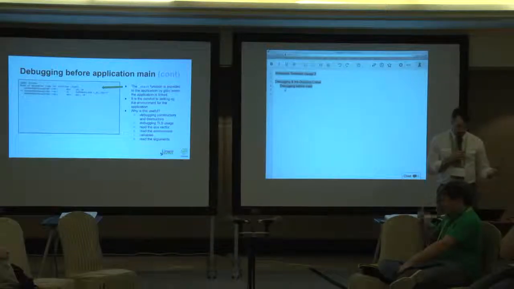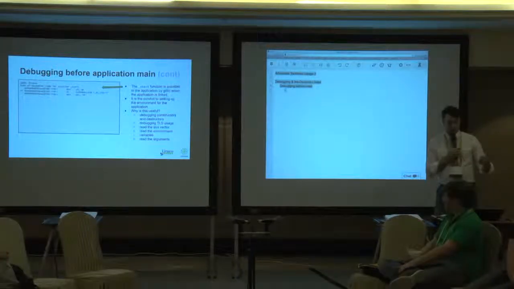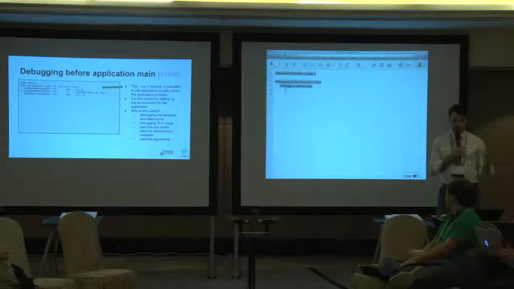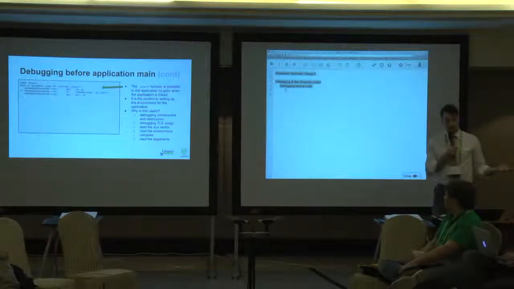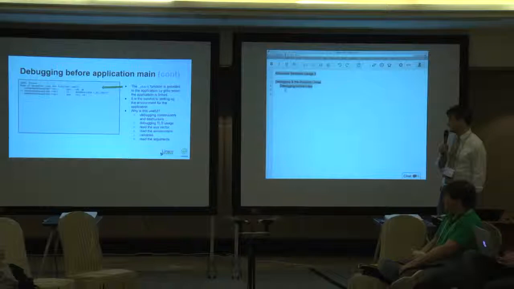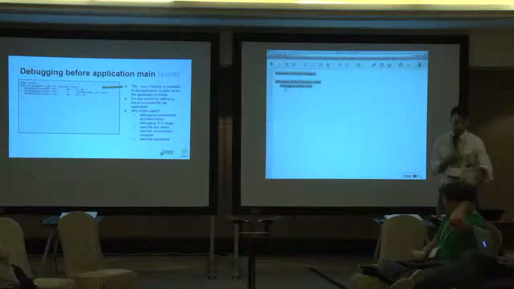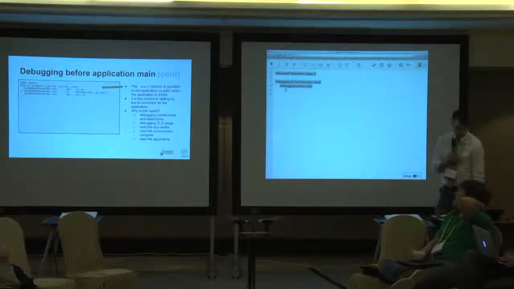So why is this useful? Well, you might need to debug constructors and destructors. Those happen before main. If you have a library that needs to have a constructor run on start, you might need to debug that. You might need to debug TLS usage. You might need to read the aux vector, the environment variables, or the arguments before the dynamic linker gets a hold of them.